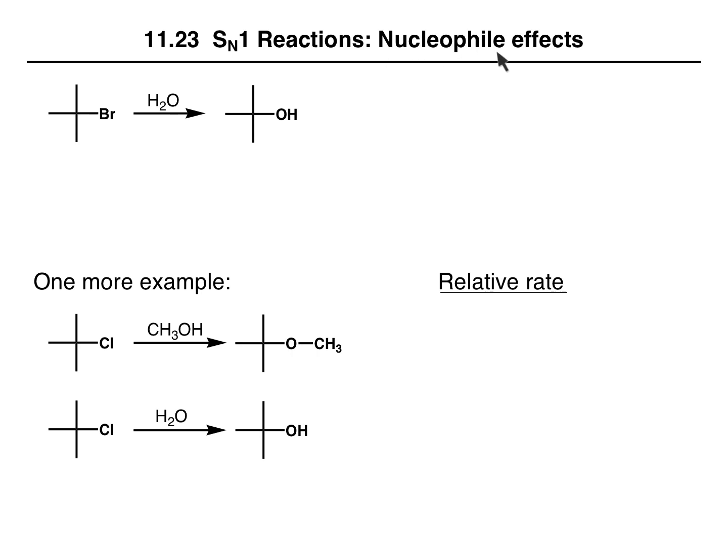Next, let's take a look at nucleophile effects. So if we have t-butyl bromide and we treat this with water, we are going to form t-butyl alcohol. If we add more water, well, that's not going to have any effect on the reaction. Because remember, for an SN1 reaction, the rate is equal to the rate constant k times the concentration of the alkyl halide. So the nucleophile does not appear in the rate law. Changing the concentration of water doesn't affect the rate.